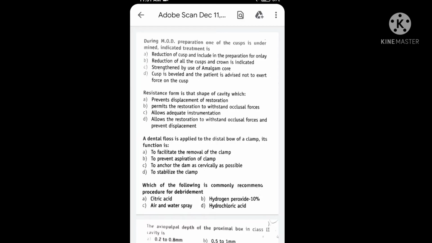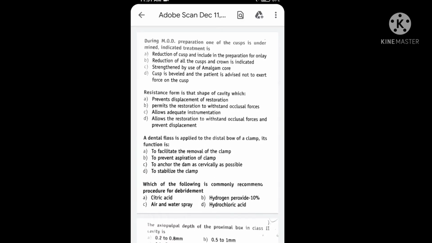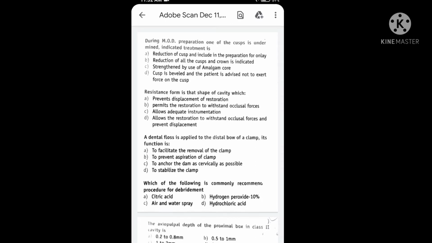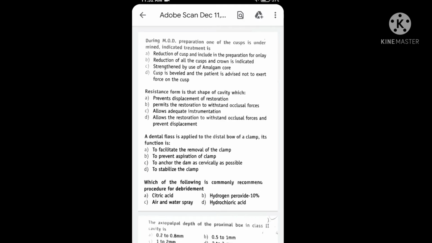The axiopulpal depth of the proximal box in a class 2 cavity is 0.2 to 0.8 mm, 0.5 to 1 mm, 1 to 2 mm, 2 to 3 mm. Correct answer is option A, that is 0.2 to 0.8 mm.